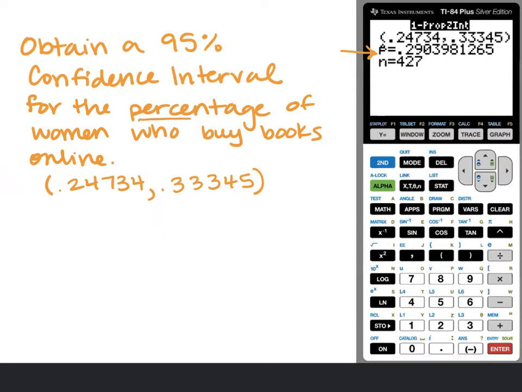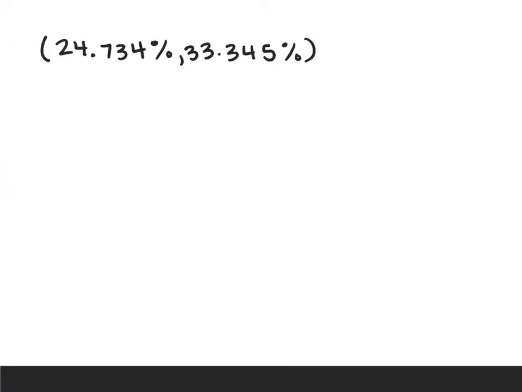But again, I want to find the confidence interval for the percentage of women who buy books online. So I want to change that to 24.734% and 33.345%. All right, we'll interpret this on the next slide just so I have plenty of room to write. But that is our confidence interval. That's my 95% confidence interval for the percentage of women who buy books online. So let's figure out how do we interpret something like that.